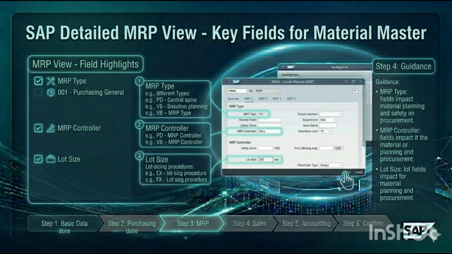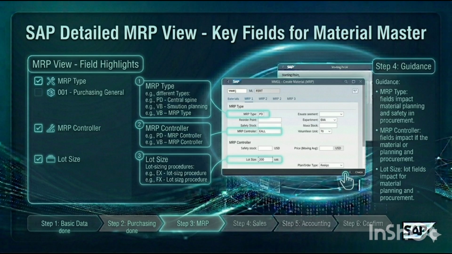So now we come to the most technical and important part, that is the MRP views, MRP 1 to MRP 4. In MRP 1, we set the MRP type, usually PD for MRP, the MRP controller, and lot sizes like EX, FX, HB, etc. MRP 2 covers procurement type, E for in-house and F for external, in-house production time and scheduling margin key.